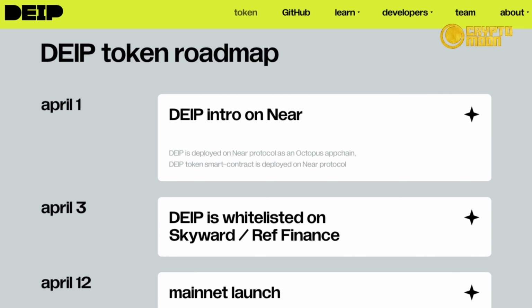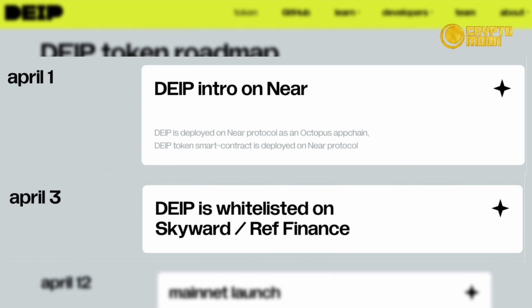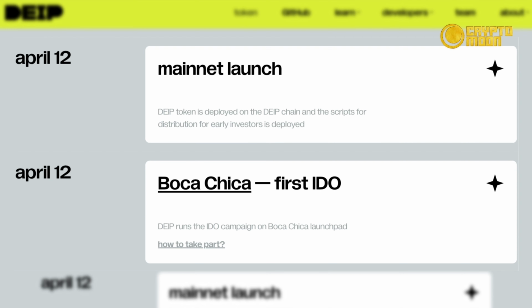DEIP Token Roadmap. April 1st, DEIP intro on Near. DEIP is deployed on Near protocol as an Octopus app chain, and DEIP token smart contract is deployed on Near protocol. April 3rd, DEIP is whitelisted on Skyward and Ref Finance. April 12th, mainnet launch in Boca First IDO.